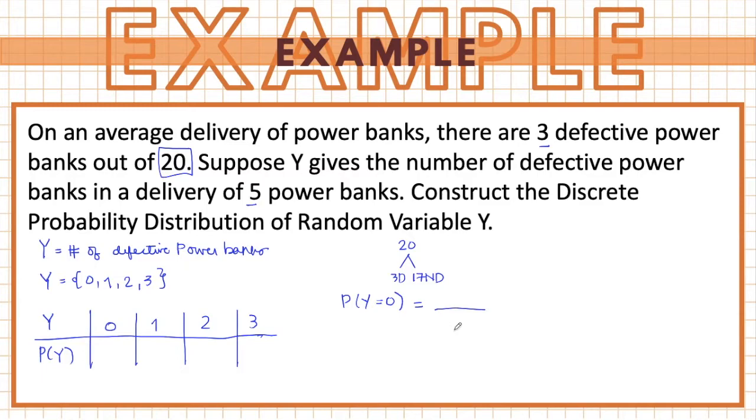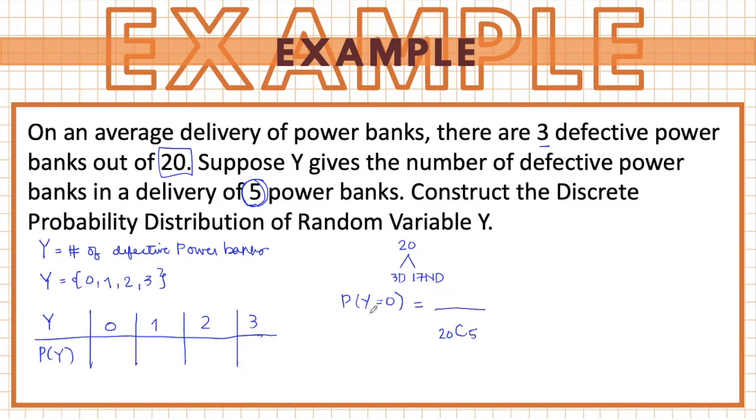So, ano ang denominator natin dito? Let's analyze the situation again. Ang pinaka-experiment dito is kukuha ka ng 5 power banks sa 20. Okay? So, 5 is taken from 20 power banks randomly. So, to know the number of all possible outcomes, we have to use the concept of combination. So, therefore, the number of all possible outcomes is 20 choose 5. So, that will be our denominator. And what will be the numerator? Ito na yung favorable.